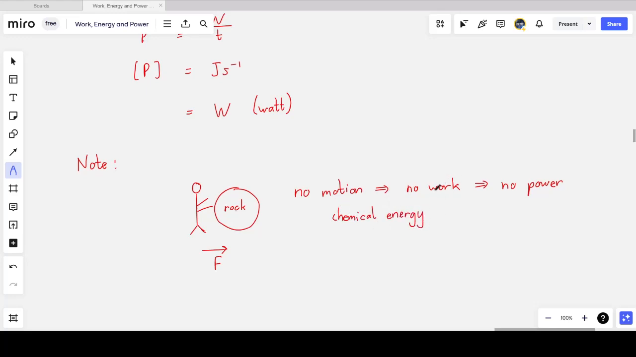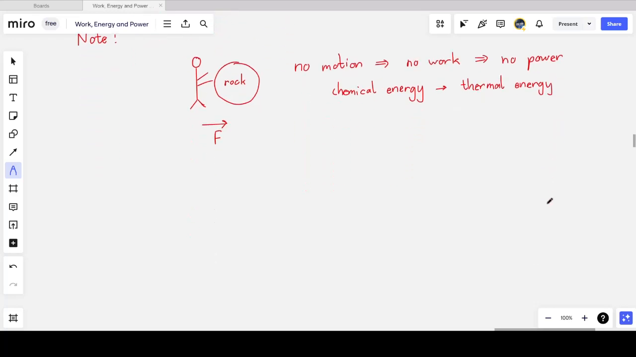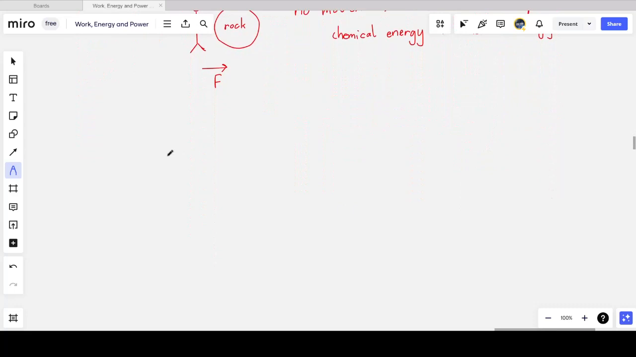So what you are doing is converting chemical energy in the food that you've eaten over the course of the day to thermal energy as your body heats up, as you begin to sweat and perspire, but you aren't actually doing any work on the rock. So yes, there can be energy changes, but for the mechanical energy of the rock at least, there's no change. It's not gaining some kinetic energy or gravitational potential energy, so no work is done. So remember, if you're not moving an object, there will not be any work done.